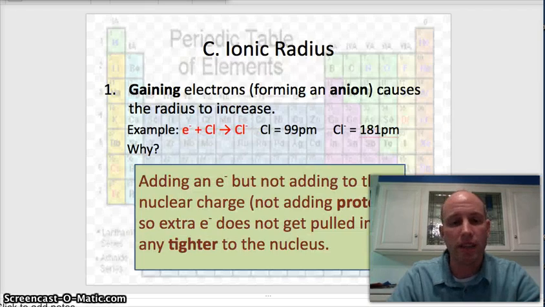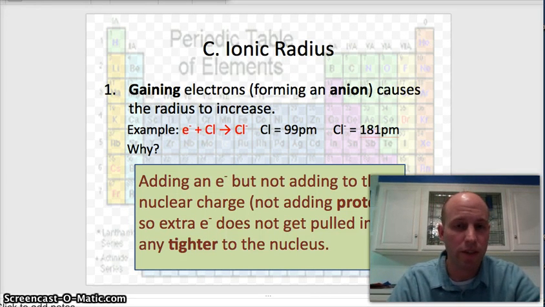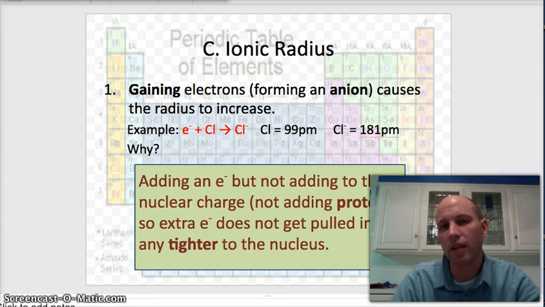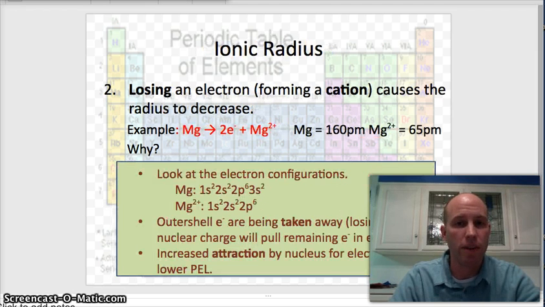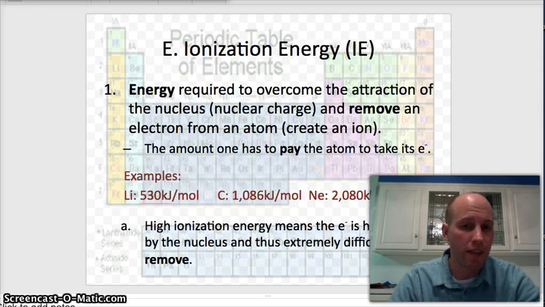We'll move on from the atomic radius to ionic radius. Similar idea, but remember an ion is a charged particle, either gaining or losing electrons, whereas that atom was neutral. So again, we'll look to see how does that ionic radius change as you go across a period or down a family. We'll talk about electrons and this thing called full valence shell.